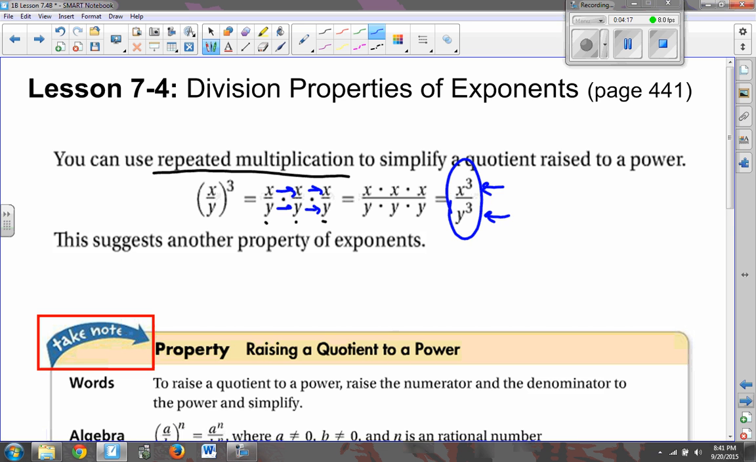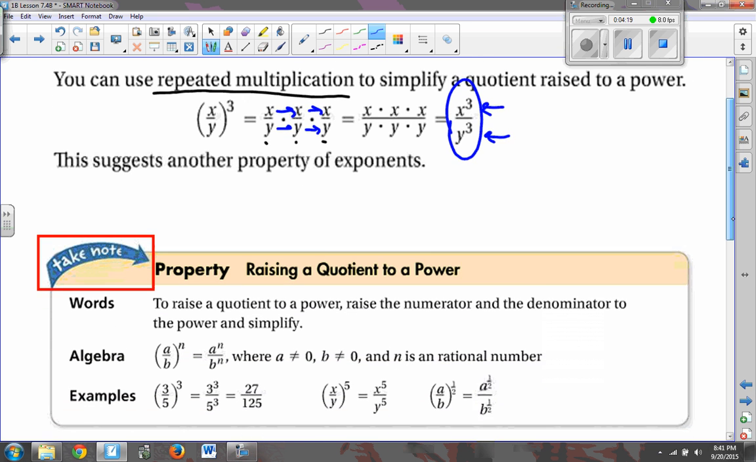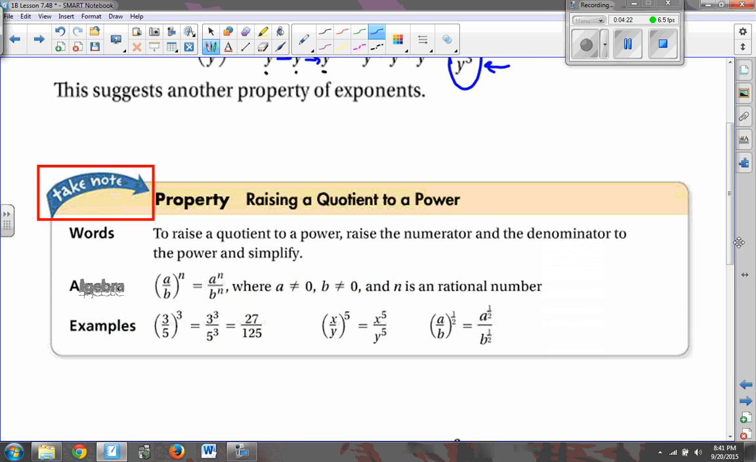This is our last one before our quiz. And here it is. When we raise a quotient to a power, a over b to the n power, that's the same as a to the n over b to the n. So all we're doing is taking the power and putting it on the top of the fraction and on the bottom. So we raise both the numerator and the denominator to that power and simplify.